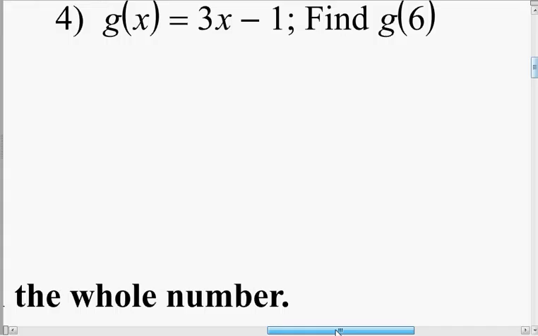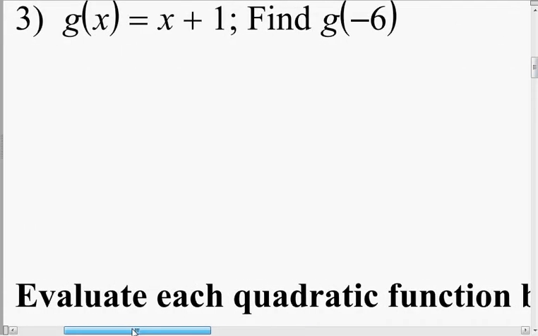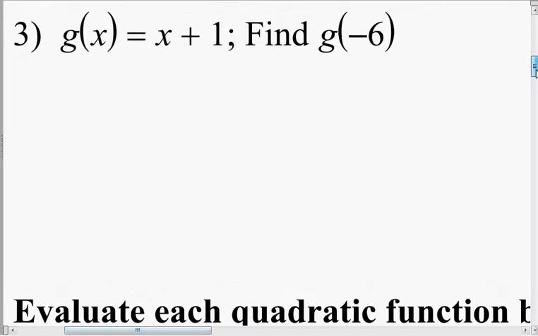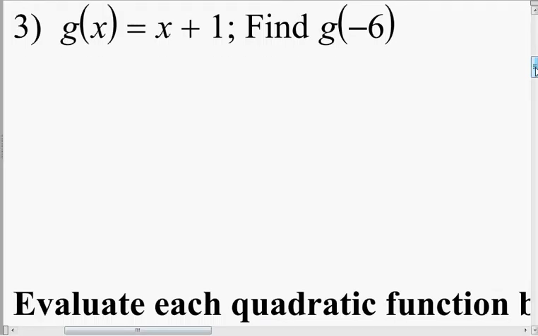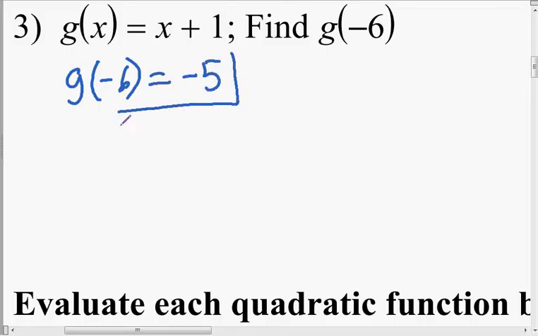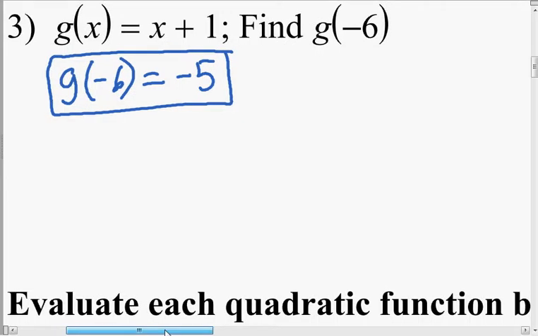Otherwise, let's go on and work on problem number 3. Pause the video quickly, see if you can get an answer to number 3, and then you can check it when you come back. Okay, now that you've worked problem number 3, we need to find g of -6. The function says take whatever x is and add 1. So I'm going to have -6 plus 1, I get -5. If you don't see where that came from, watch the video again, see if you can get that.